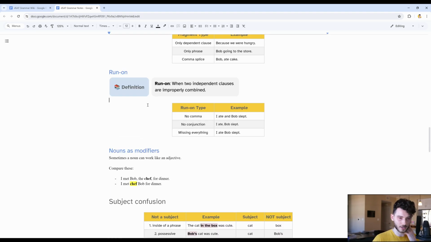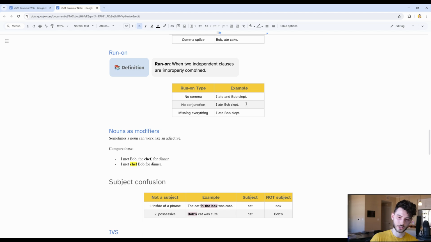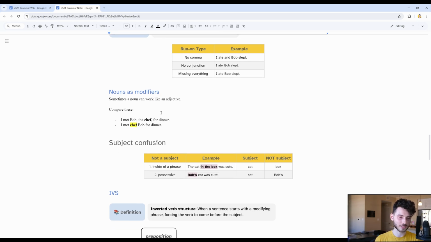Run-on is the opposite of fragment. This is where you have too many independent clauses that are improperly combined. You could have no comma, which I already talked about. You need the comma to serve as a flag. I ate and Bob slept is wrong. If you go back up to the chart, you can see this is comma coordinating conjunction to correctly combine these. No conjunction, I ate, comma, Bob slept is also wrong because this is implying that the first one is a dependent clause, which it's not. Or you could just have missing everything. I ate, Bob slept. This is pretty nonsensical, and I don't think the DSAT would do this very often. That's run-on.